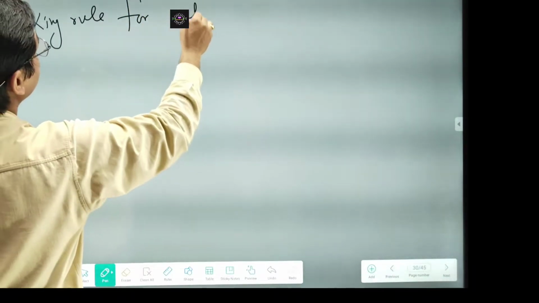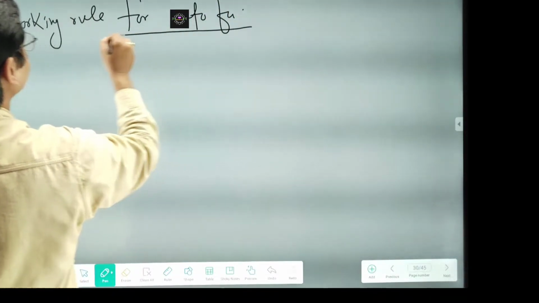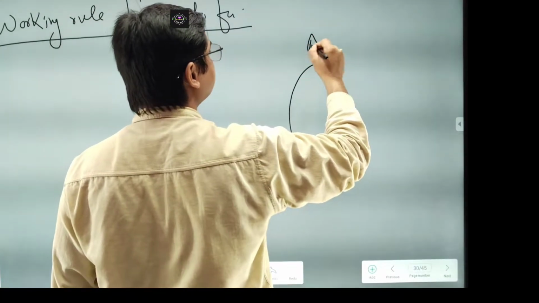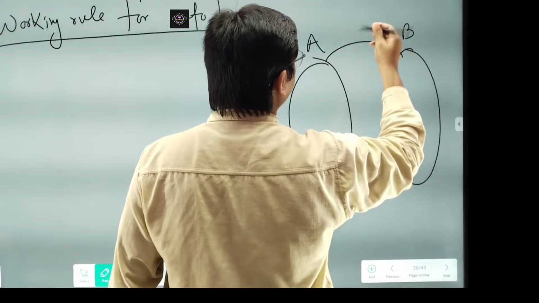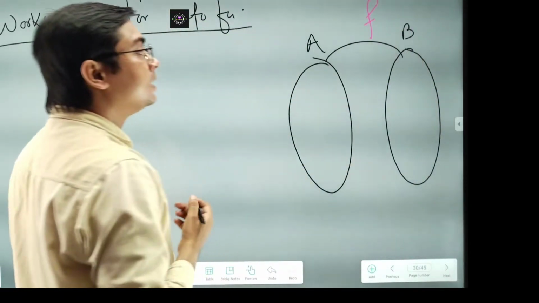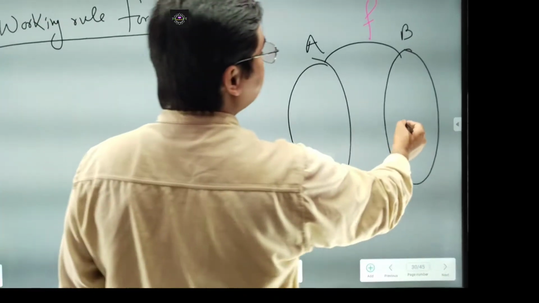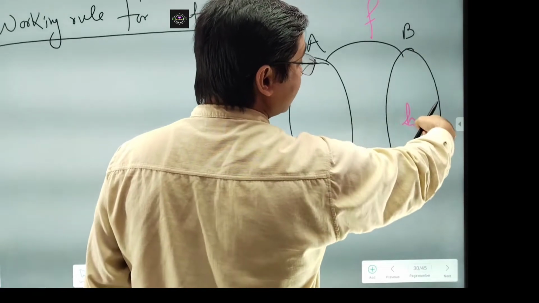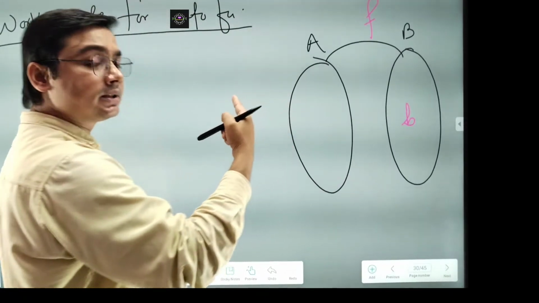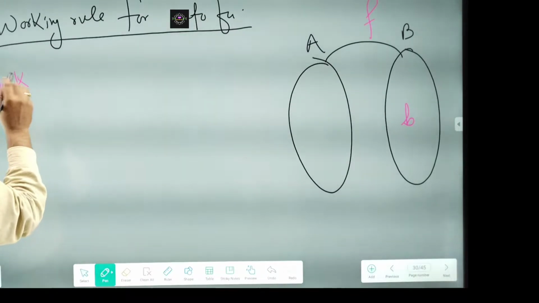Yes, for onto function, what is the working rule? So here we construct the function. Suppose this is A, this is B, and this is the function our f. Now this function will be onto if each element of B in this set has a preimage in this one. Yes, then what we do here in working rule, guys?